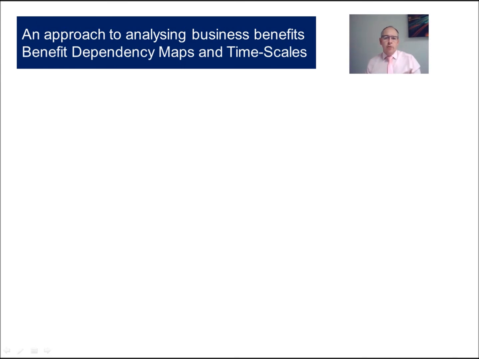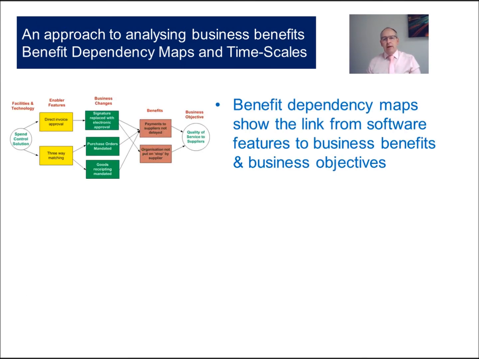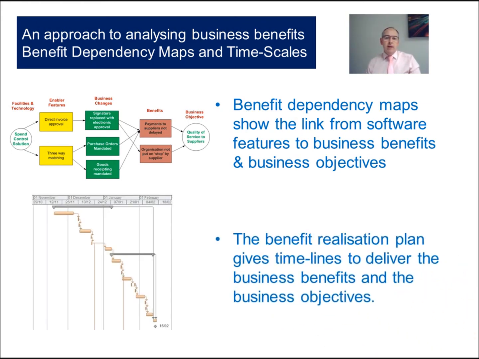Now we've seen before that the benefit dependency maps enable us to show the link from software features through business changes to business benefits to meet the business objective. And the benefit realisation plan gives us the timelines on when we expect to deliver those benefits into the business, pre-go live, on go live, or after a period of usage.